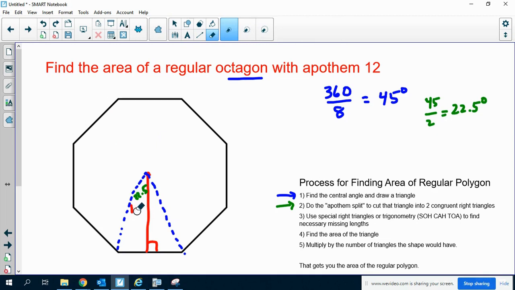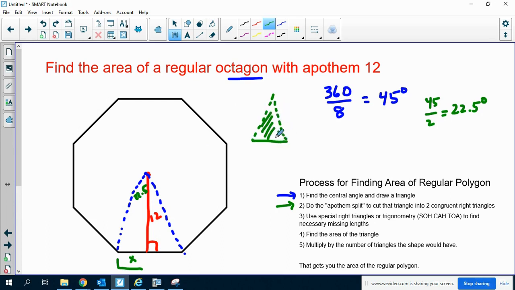What we want to do, I'm just going to redraw this so it's a little bit easier to see. We have this apothem that's 12. We have the radius in blue. And then we have this side down here, x. Now, eventually, remember what we really want is, I'm just going to redraw that triangle that we have. I want to find the area of this triangle.